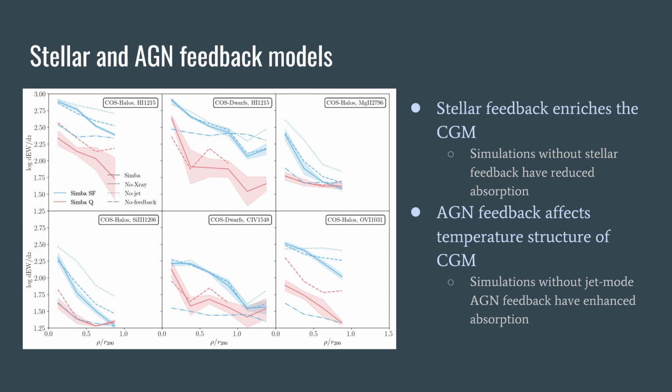Here we look at the impact of stellar and AGN feedback on absorption in the CGM by turning off and on various components of our feedback model. So when we start off with a model with no feedback whatsoever, we find that it has reduced absorption for all of these ions. And then with the addition of stellar feedback, that then enriches the CGM, and we see an increase in absorption for all of these ions. And then with the addition of AGN feedback, that then heats the CGM and then reduces the absorption, particularly around the COS-Halos sample, which are more massive galaxies.